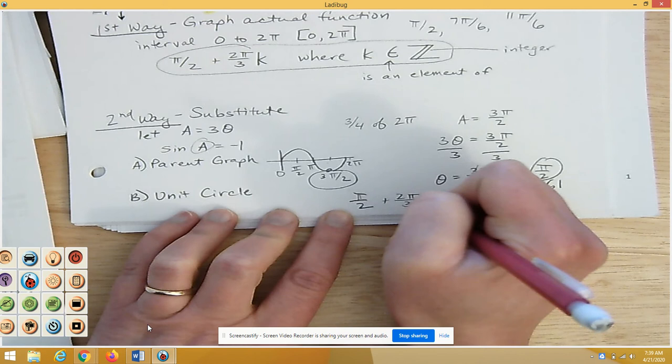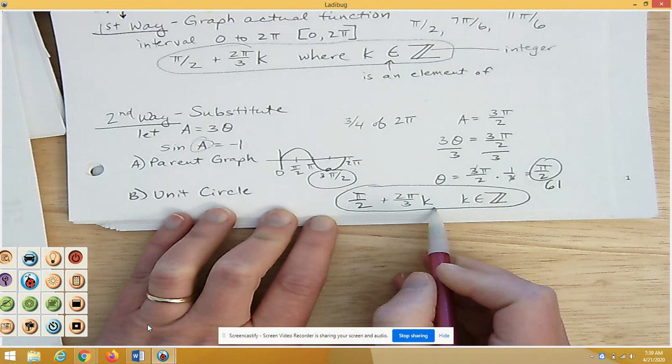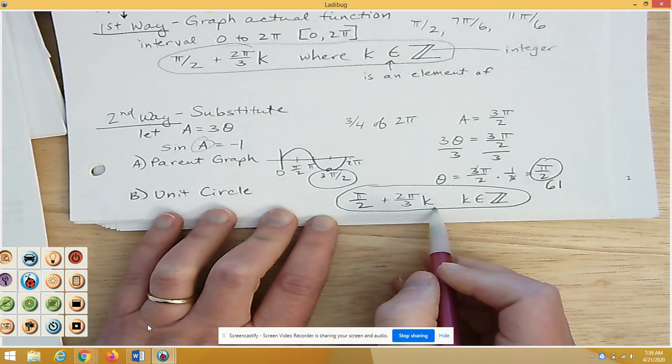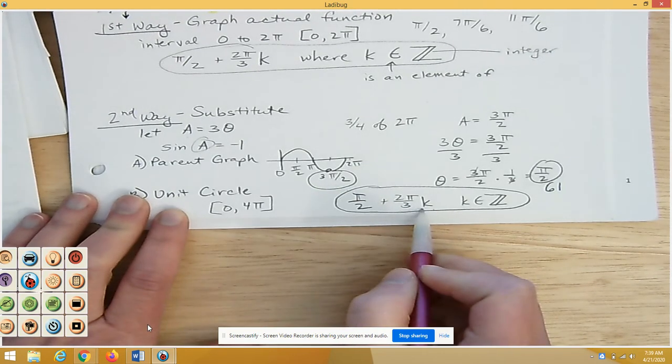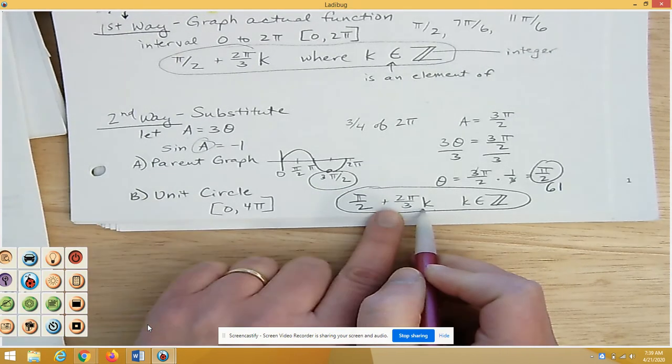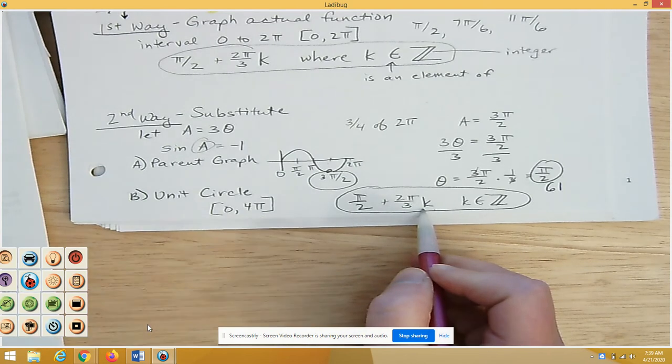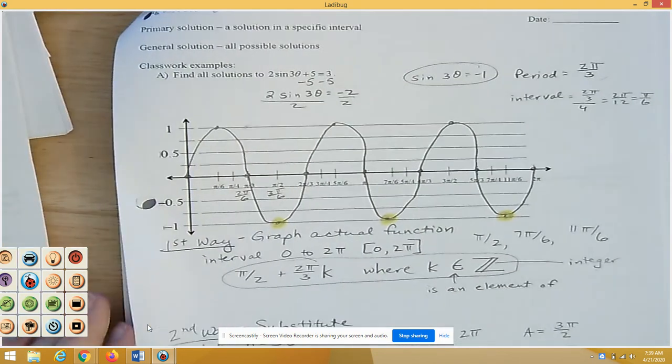All right, now let me be honest with you. So let's say the interval here was from 0 to 4 pi. So if the interval was from 0 to 4 pi, you would keep adding or subtracting 2 pi over 3 until you got all values within this particular interval. Okay, and that's how you would do that if you were looking for a specific, like a primary solution over a specific interval. All right, let's go on to page 61.